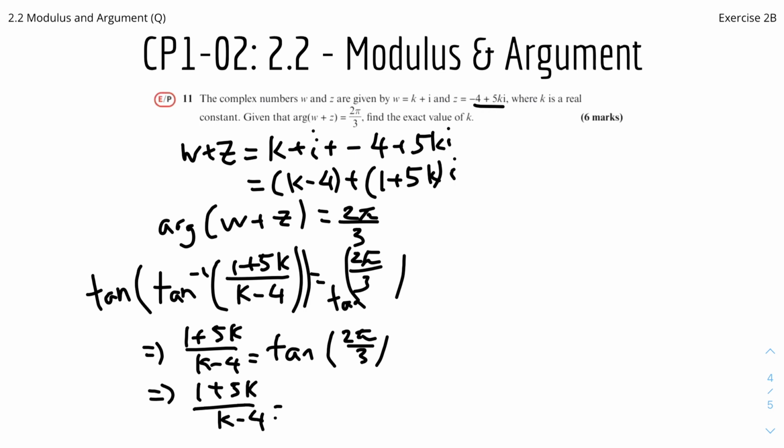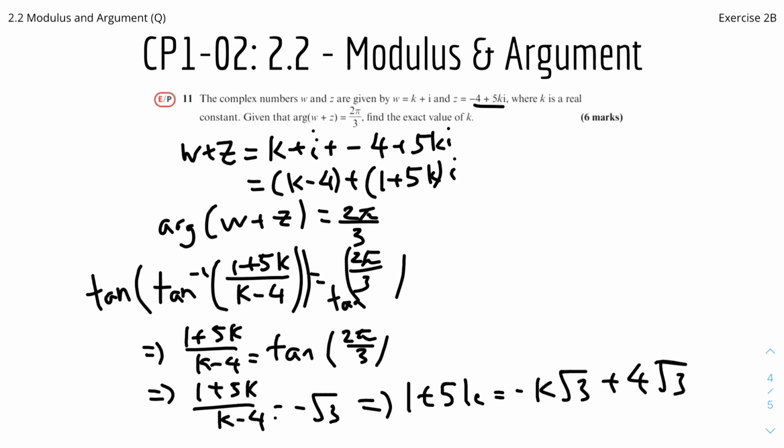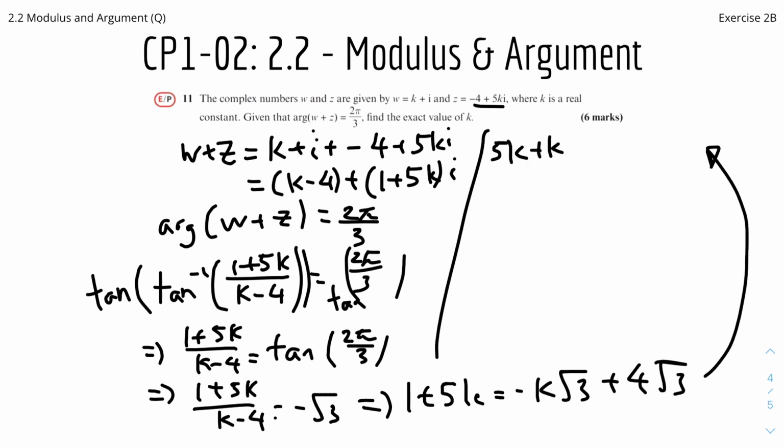Tan 2 pi over 3 is minus root 3. Therefore, it will be 1 plus 5k equals minus k root 3 plus 4 root 3, right? And now we can basically just bring every k value to one side. So I'm just going to move everything to the left hand side for the k values. So it will be 5k plus k root 3 equals 4 root 3 minus 1.